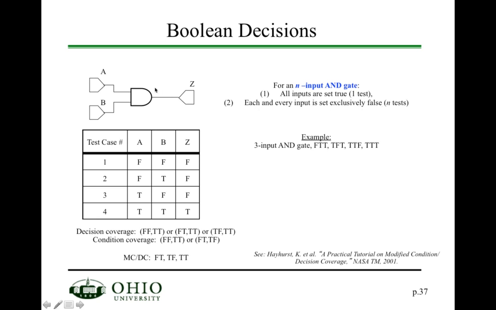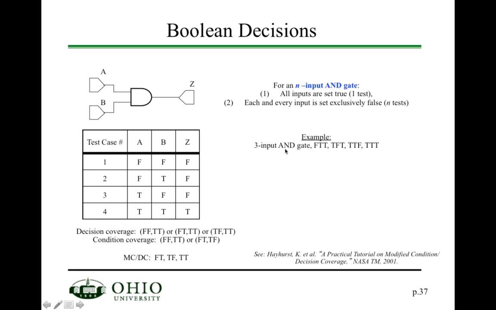So for example, in this case, I'm going to take the case in which A and B are both true. That would be a test case, so that's true, true. But I'm also then going to say A is false, B is true. And I'm going to set B false, and so A is true and B is false. So true, true, false, true, true, false would be my test cases. So for any n input AND gate, this is what you're doing.